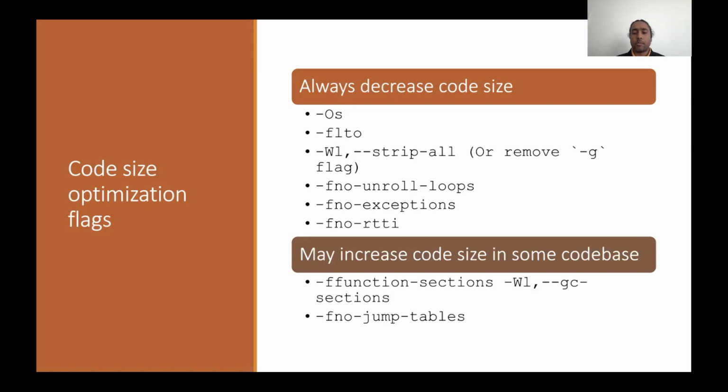Similarly, -fno-jump-tables. This instructs the compiler to not generate jump tables for switch statements, and instead generate the switch statement as a sequence of if-else statements. In some cases, it helps with code size. In some cases, it doesn't.